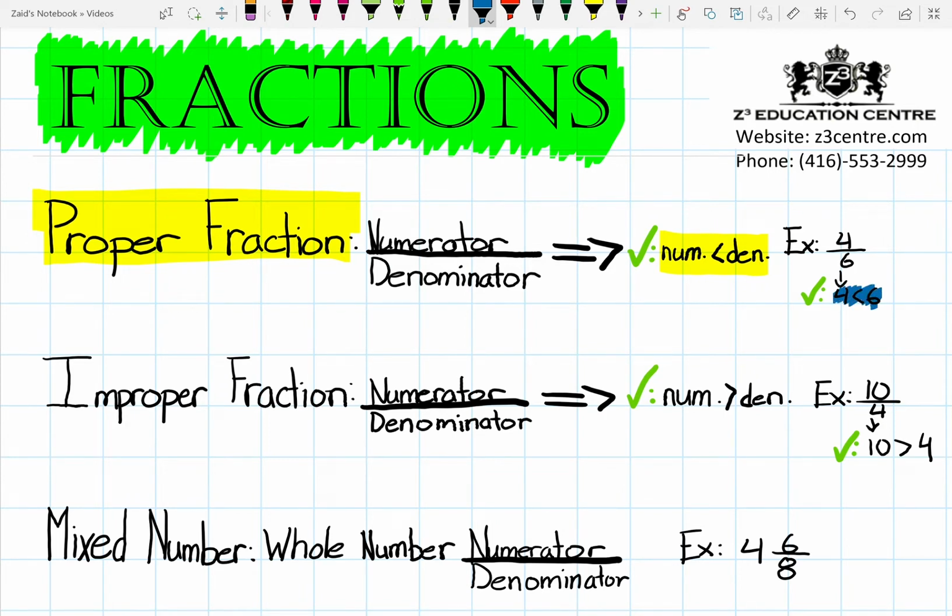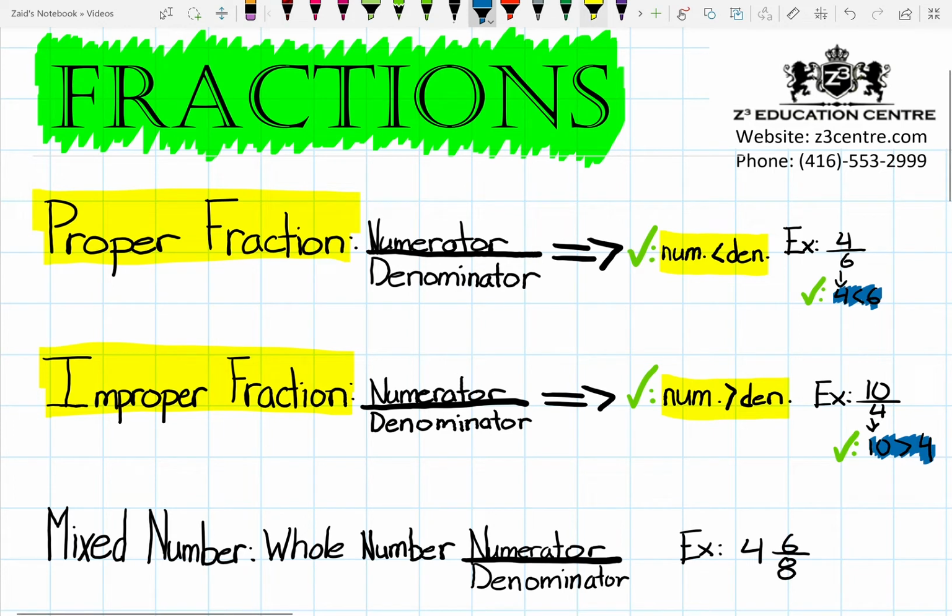Our second type of fraction is improper fraction, and the format is still the same where we have the numerator over the denominator. However, the numerator this time is greater than the denominator. So just like our example right beside it, we have 10 over 4, and we know that is an improper fraction because 10 is greater than 4.